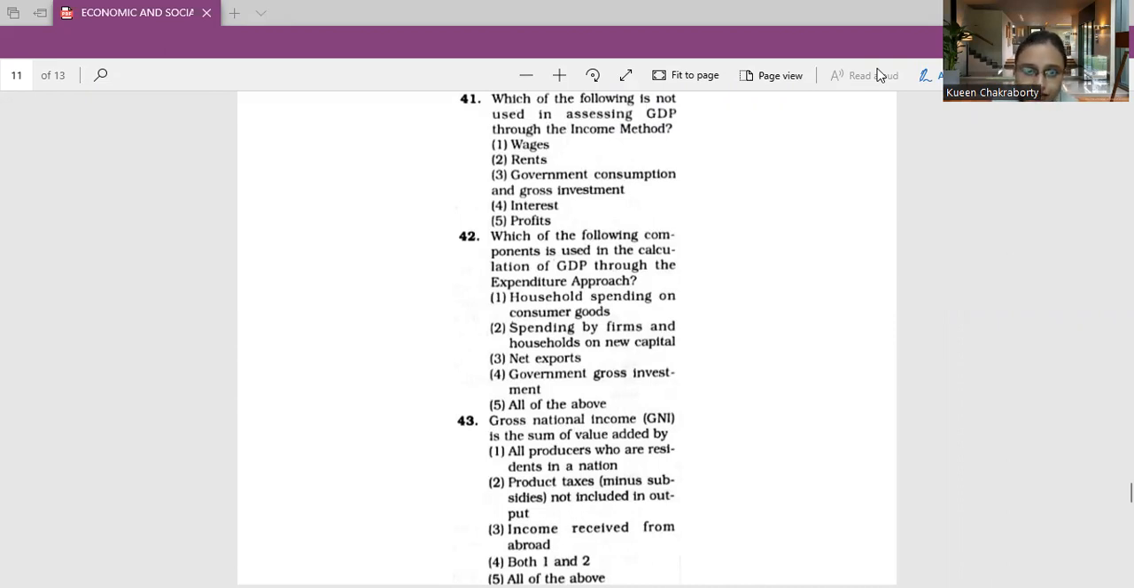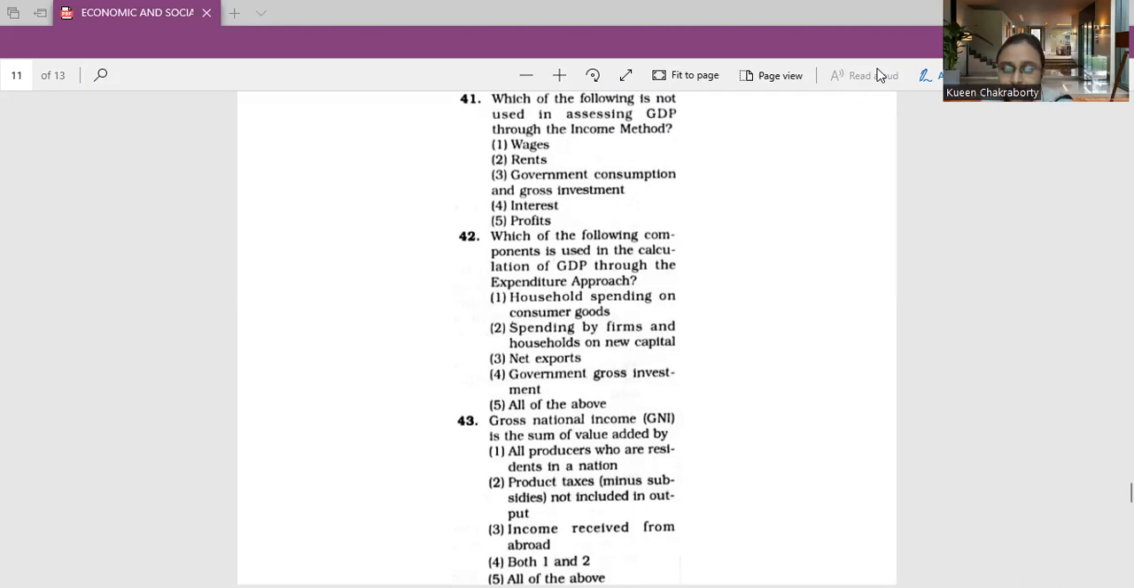In question 41 we have: which of the following is not used in assessing GDP through the income method? Number 1, wage. Number 2, rent. Number 3, government consumption and gross investment. Number 4, interest. And number 5 is profit.